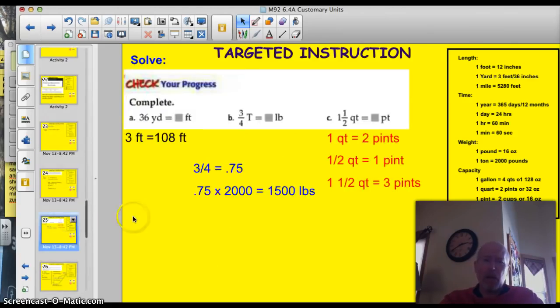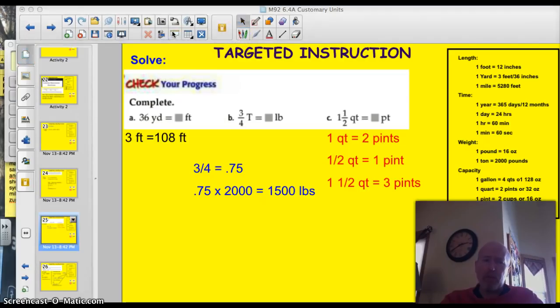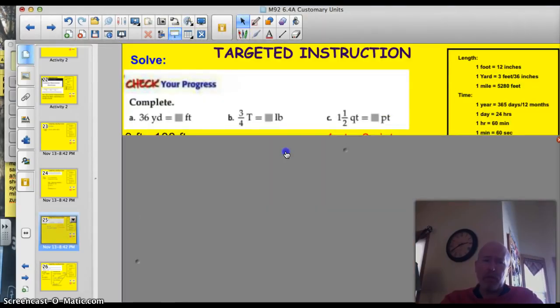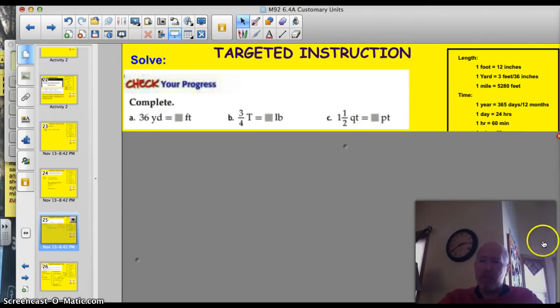Okay, here are 3 quick problems. I think I'll just cover them back up so you can take a look. See if you can solve these 3 problems, and I'll uncover your chart as well. Go ahead.